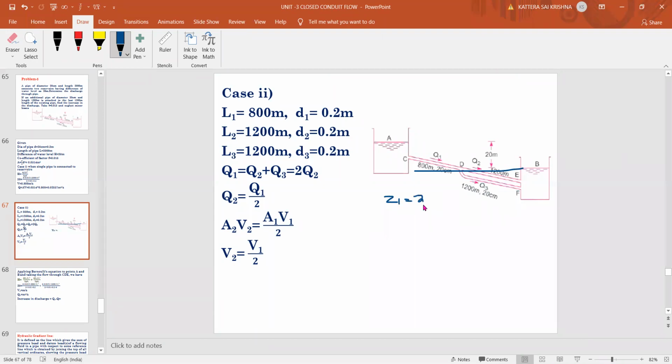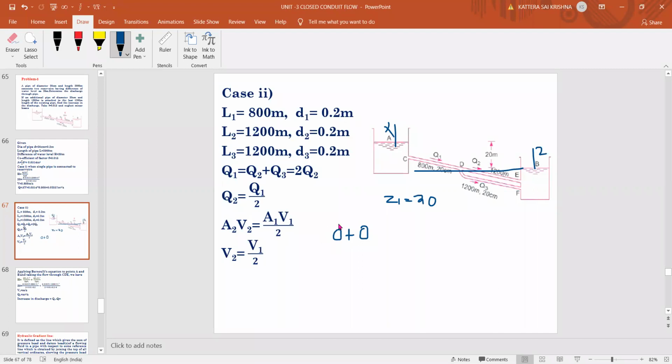So what about Z2? 0. Very good. So when you're taking Bernoulli's equation, you already know what it is. P1 is 0 first. Next, we have velocity 0 at section 1. Let us take this as section 1, and this is section 2. In between these two, we are applying Bernoulli's equation. That is the meaning here.